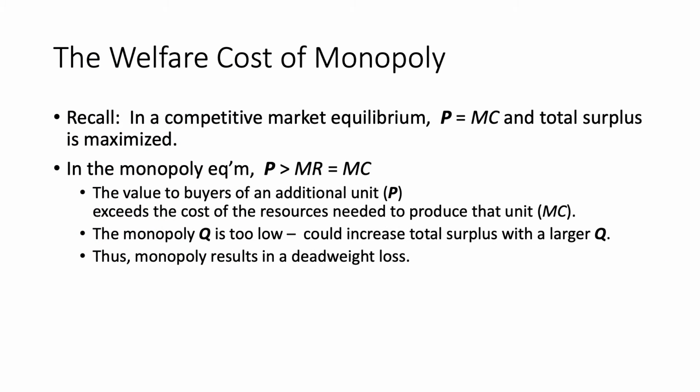If we think about our welfare cost, which we hinted at just a little bit earlier, in a competitive market, price is MC and total surplus is maximized. In a monopoly equilibrium, price is greater than marginal revenue, and marginal revenue is equal to marginal cost. So that means the value to buyers of an additional unit exceeds the cost of resources needed to produce the unit. The monopoly Q is too low. This could increase total surplus with a larger Q.